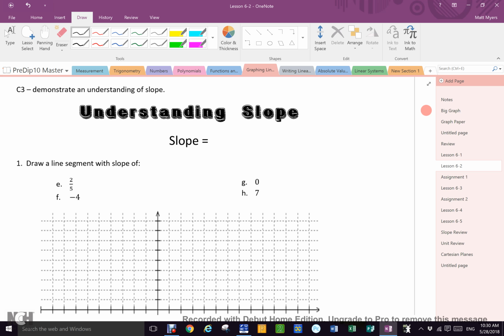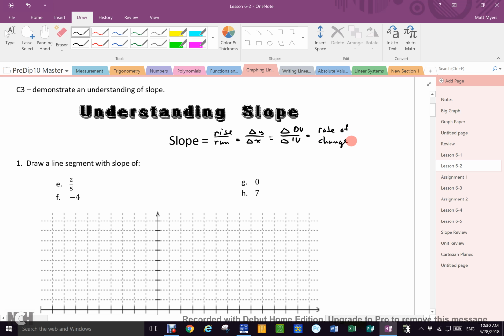What are all the things slope equals? You can flip back in your notes if you need to. Tell me anything slope equals. Rise over run. Anything else? Change in y over change in x. Anything else? Change in DV over change in IV. Anything else? Rate of change. Brilliant.